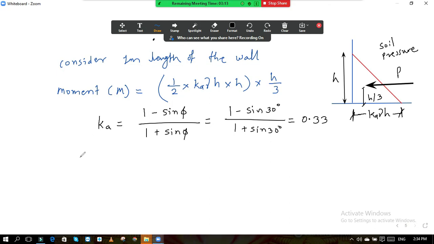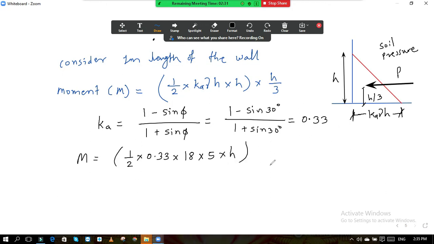So M is equal to half into K into gamma into H, where gamma is 18 and H is 5 meter, the height. So it is half into base into height. Now if you see this triangle, half is there, K into gamma into H is the base, multiplied by height. So half into base into height is the area of triangle.